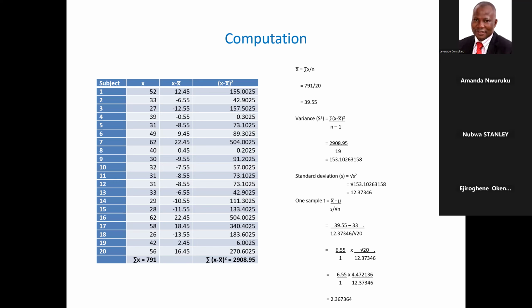Now, the one sample t will be x bar minus mu over s over square root of n. So we put in 39.55 minus 33, which is the mu they give you, over 12.3746 over square root of 20. When you solve it, it gives you 2.367. So this is the t, the one sample t. I think it's very simple. If this comes out in the exam, you'll be able to pass.